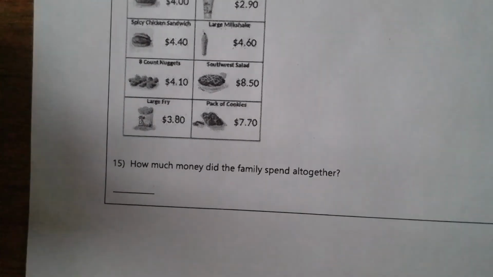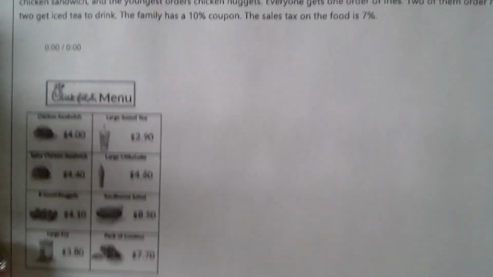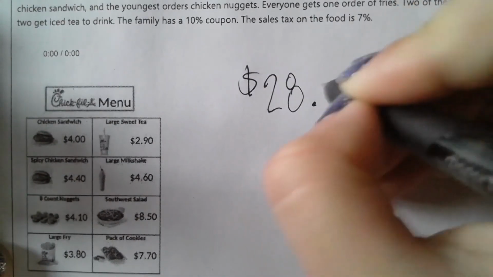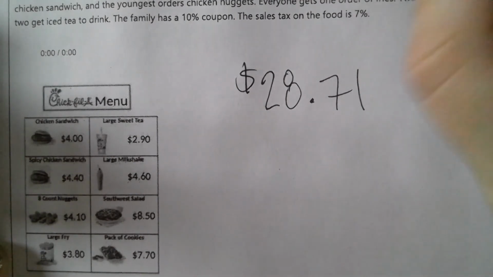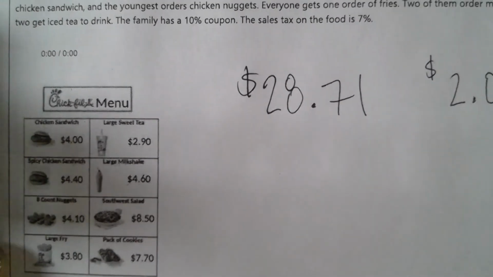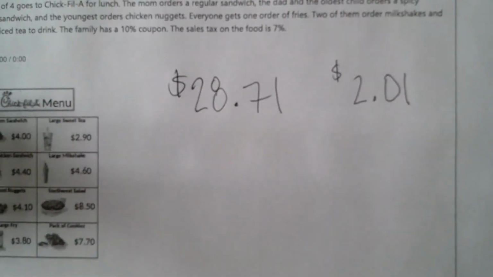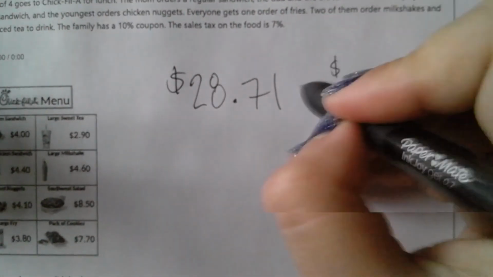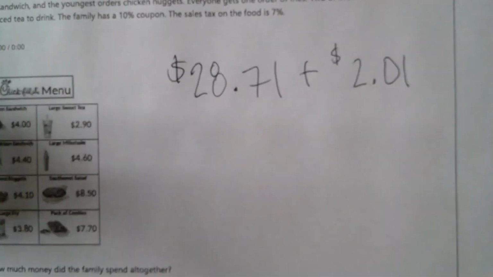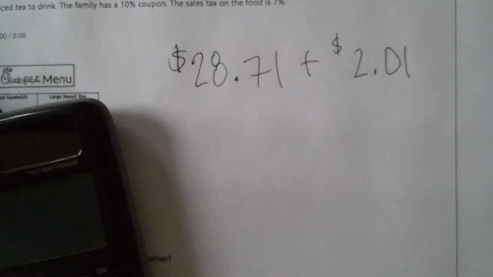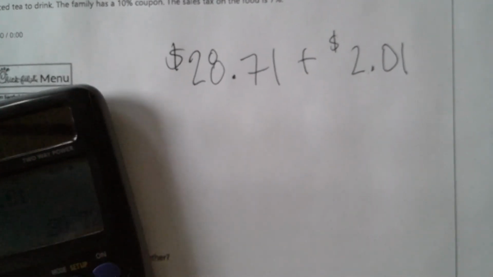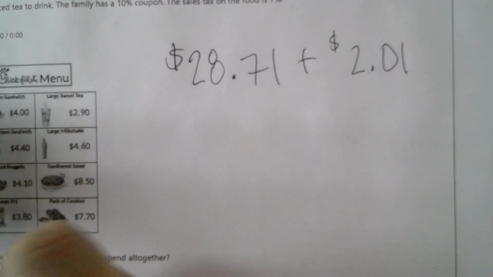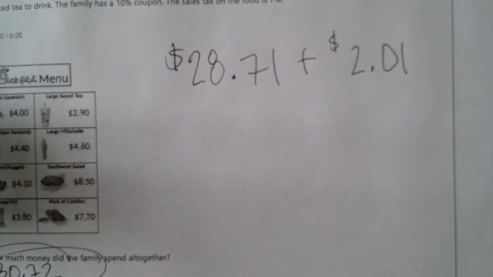which then is going to lead us to our last question, which is question number 15. They're going to ask how much money did this family spend all together. So after the discount, the sales price was $28.71. We just found out that tax was $2.01. So to get the final price, all that we need to do is take the sales price and add it onto the tax amount. So $28.71 plus the tax of $2.01, we get a total of $30.72, which is our final answer.